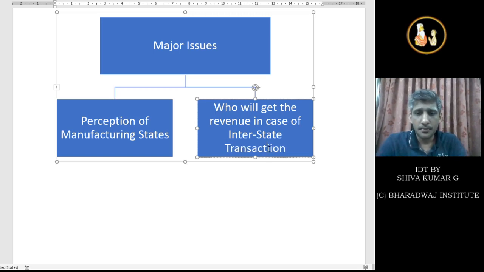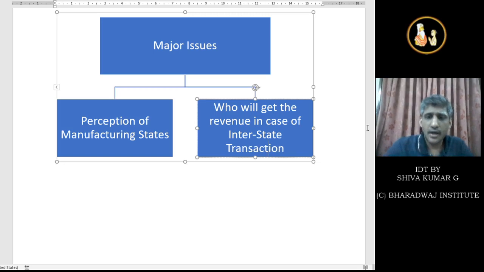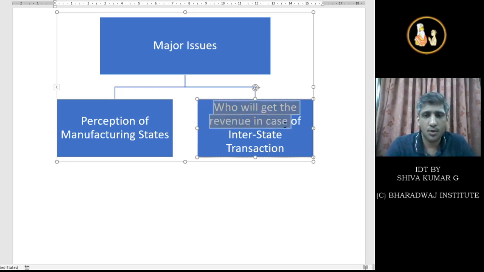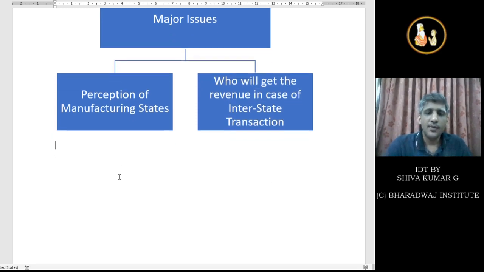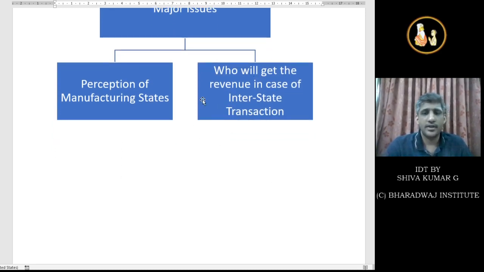Respective states have spent crores and crores of money, and they suddenly believe that they may not get tax revenue. So why did they think that they may not get tax revenue if GST is implemented? Because of the answer to question number 2. What is question number 2? Who will get the revenue in case of an interstate transaction? Okay. Now, before trying to understand the second question, who will get the revenue in case of an interstate transaction, let us understand.